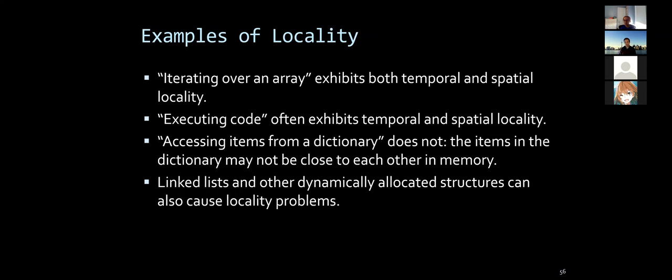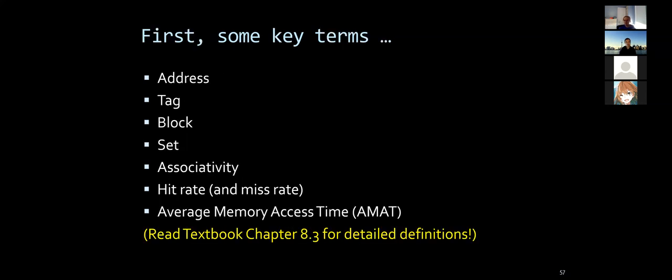Executing code also exhibits both temporal and spatial locality. But accessing items from a dictionary does not, because the items in the dictionary may not be close to each other in memory, since you can randomly access different things. Linked lists and other dynamically allocated structures that you hopefully already learned about can also cause locality problems, because their memory might not be allocated sequentially. And people do a lot of optimizations to fix this problem.